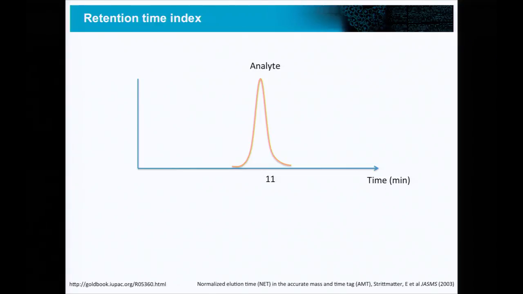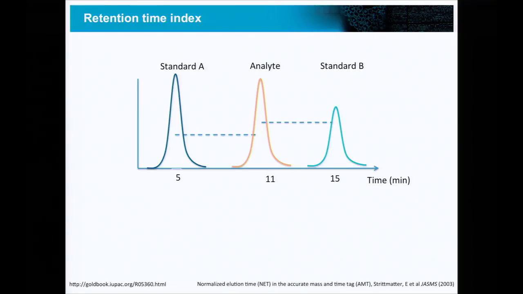So let's say we take a certain analyte that we're interested in, in this case a peptide. It elutes at 11 minutes. And there's a concept that was already established a long time ago in chemistry, and more than 10 years ago in proteomics, to find a way to standardize this, which is to measure it between standards. So what we can do is measure, for example, here two hypothetical standards, standard A and standard B.